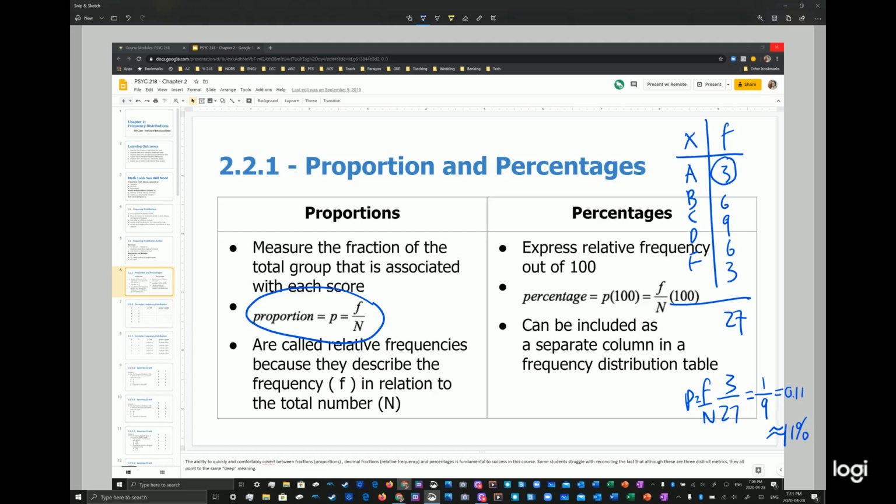N here is the total number of the population or sample. To convert that fraction or proportion into a percentage, multiply the proportion by 100. The proportion would be no greater than 1 and no less than 0. So then you will still have your 0 to 100% respectively, depending on what the proportion is.